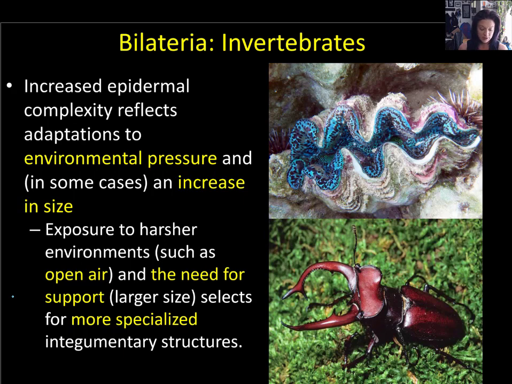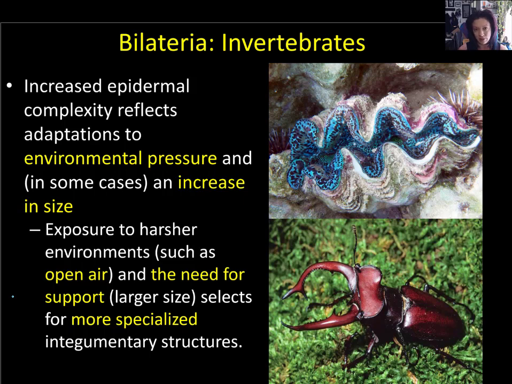Among the invertebrates, what you're going to see is the integument adapting to new environmental pressure and, in some cases, structural pressure that results from an increase in physical size. Exposure to harsher environments like open air, where desiccation is a serious risk, and also the need to support these increasingly large physical structures, is going to select for highly specialized integumentary systems, ones that are vastly more complicated than what we see in our soft-bodied radiata or porifera.